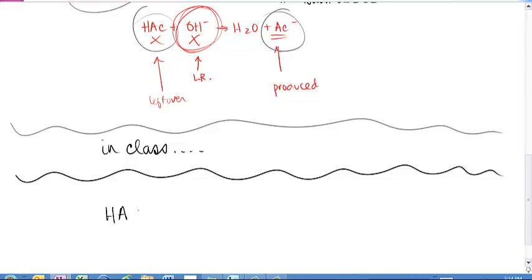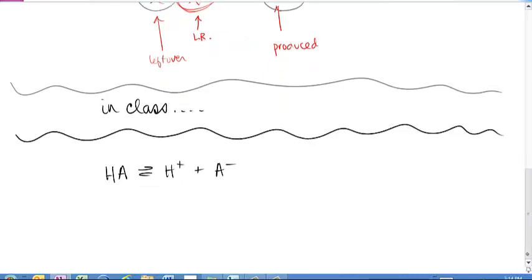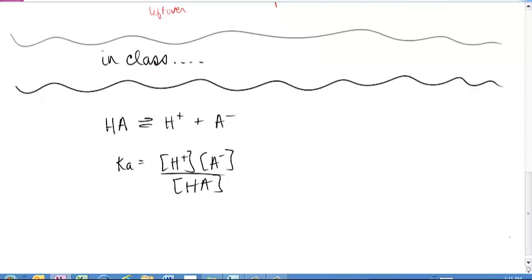Let's say we have some weak acid, HA, and it breaks apart into H+ and A-, and we know the Ka is going to be, we've done this a million times, [H+][A-]/[HA]. Then I'm going to rearrange it, and this time I'm going to solve for H+. If I do that, [H+] becomes equal to Ka times [HA]/[A-].